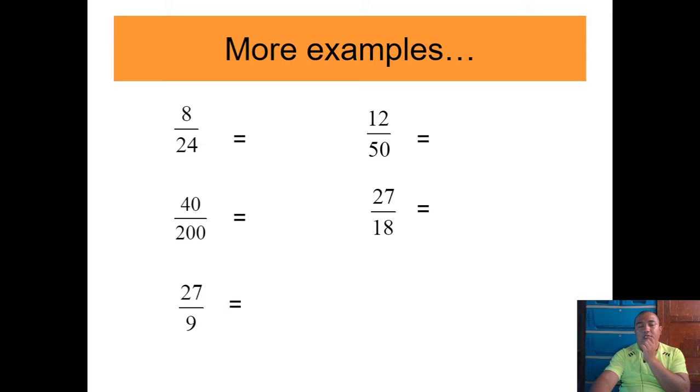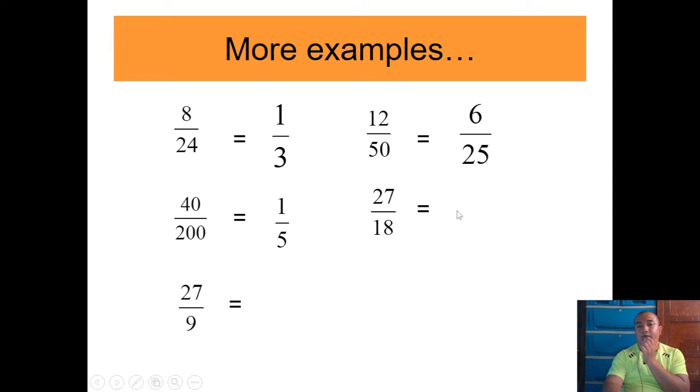Okay, more examples. 8 over 24 is 1/3. Divide 8 and 24 by 8. Dito naman divide 40 and 200 by 40. So 1 over 5. Dito naman divide both the numerator and the denominator by 3 or 9. So we have 3 over 1.